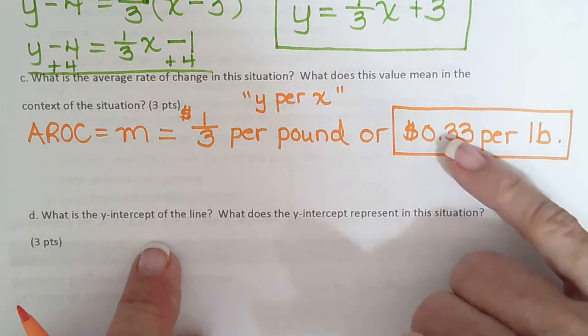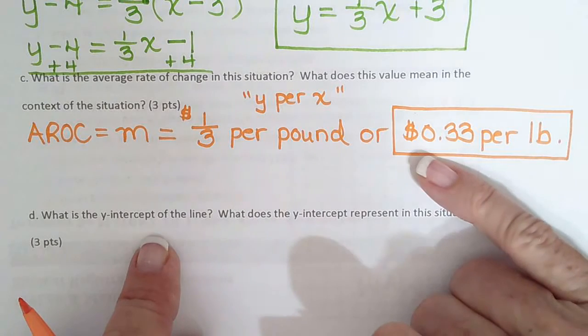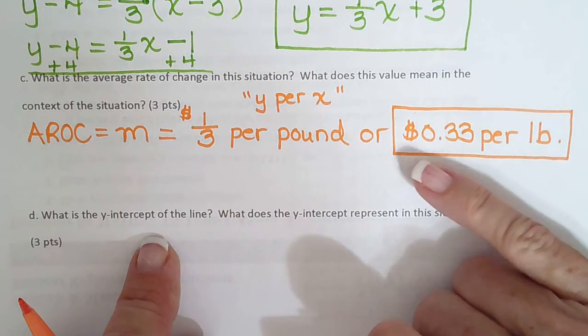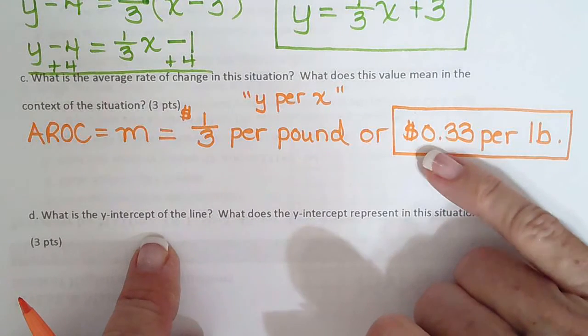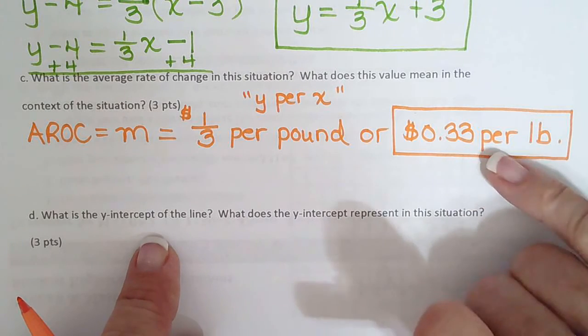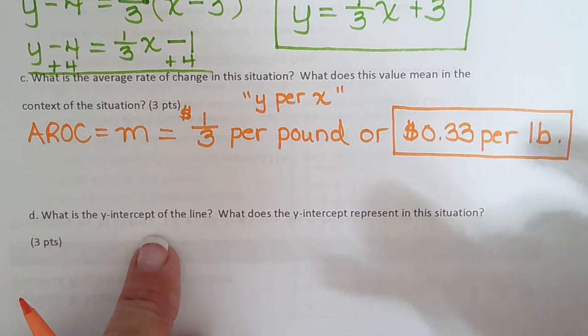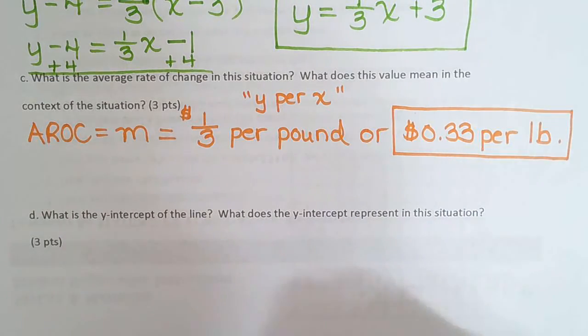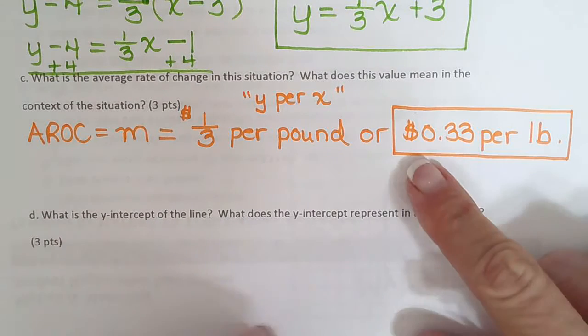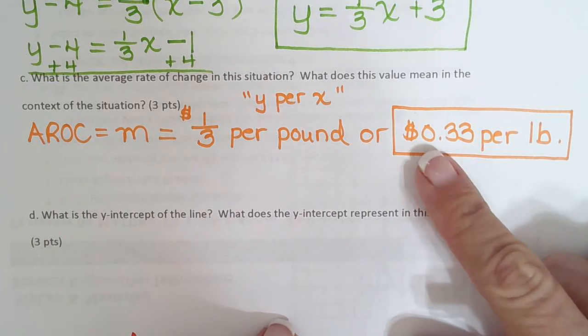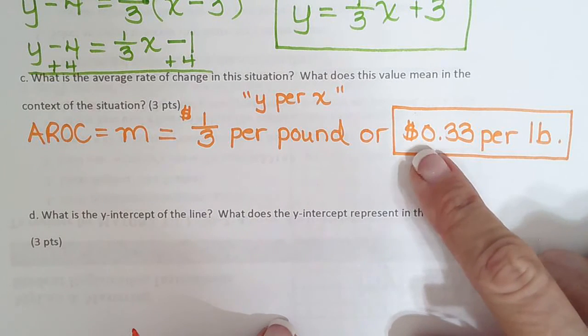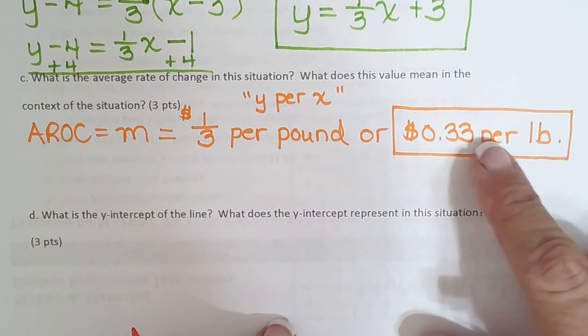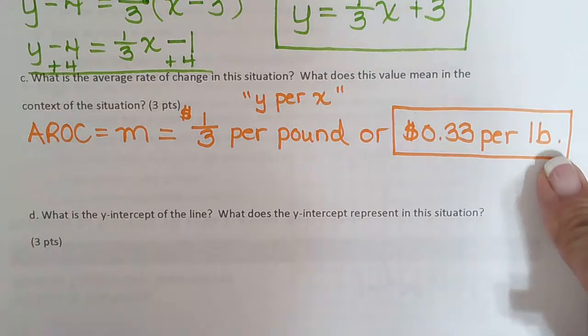So what does this value mean? Candy increases in cost by 33 cents per pound purchased. And remember how when we're talking about slope, we have to use increases or decreases? That's why I said that. So the cost of candy is increasing by 33 cents per pound purchased.